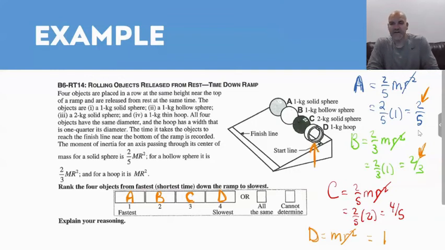So all the time, if you have a race between objects, the hoop will always finish last. Okay. So something solid will finish first. Because, again, remember, it's where the mass is distributed from the axis of rotation. In a hoop and a hollow sphere, that mass is concentrated away from the axis of rotation, whereas for a solid sphere, a lot of it is concentrated evenly throughout the object.